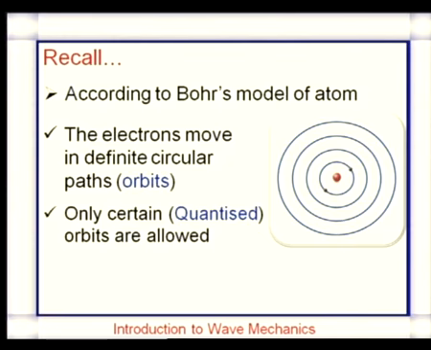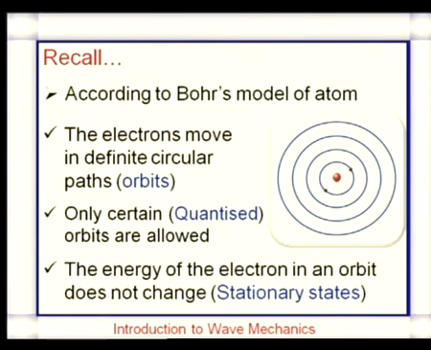Further, one more very important aspect of Bohr's model is that as long as the electron is in a given orbit, its energy doesn't change. This is a very strong proposition from Bohr, because according to classical mechanics, any charged particle moving around a charged system must radiate energy. Bohr proposed that it doesn't happen so, that the energy stays constant. That's why these orbits wherein the electron moves around the nucleus are called stationary states.